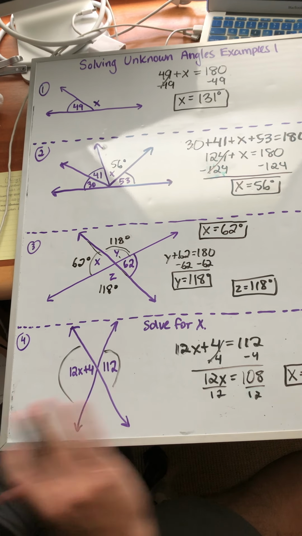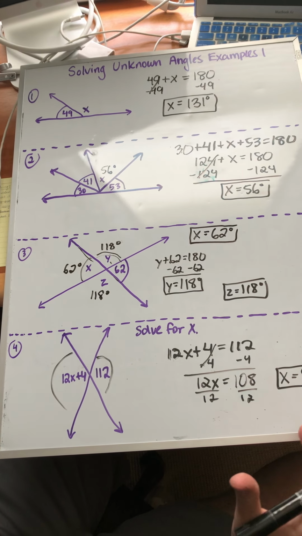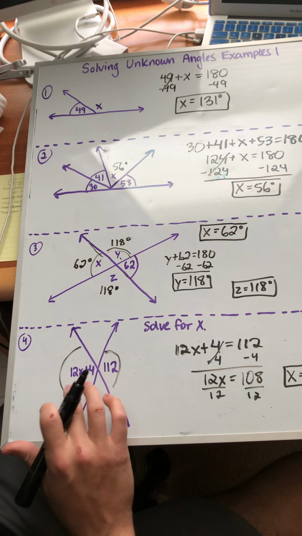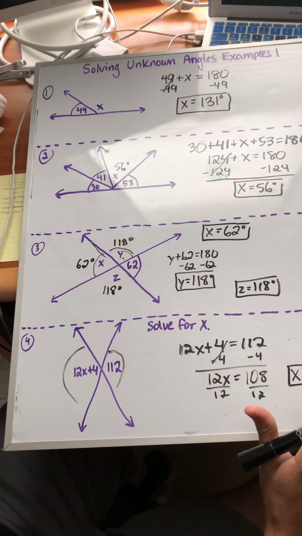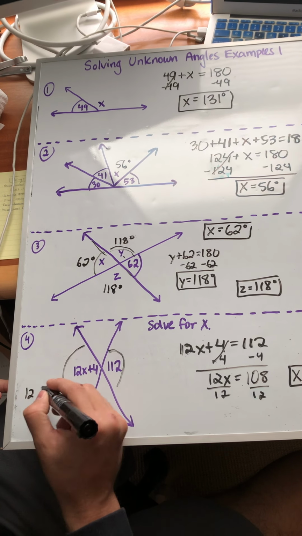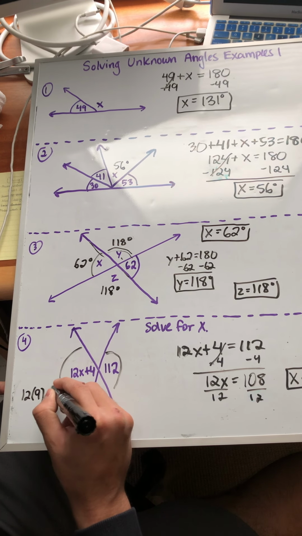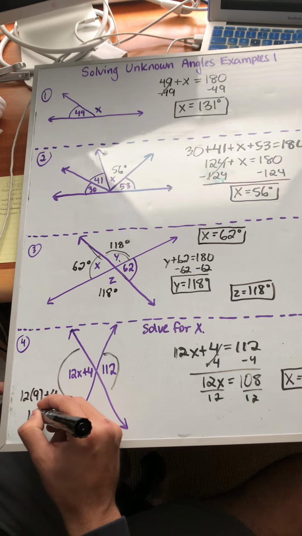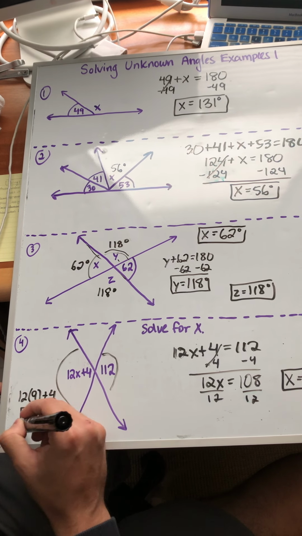Just be careful. For this one, you're done, but some problems actually ask for the angle. So if it did ask you for this angle, you would just plug in the 9 for x over here. So it would be 12 times 9 plus 4, but it should be the same thing. It should be 112 degrees.